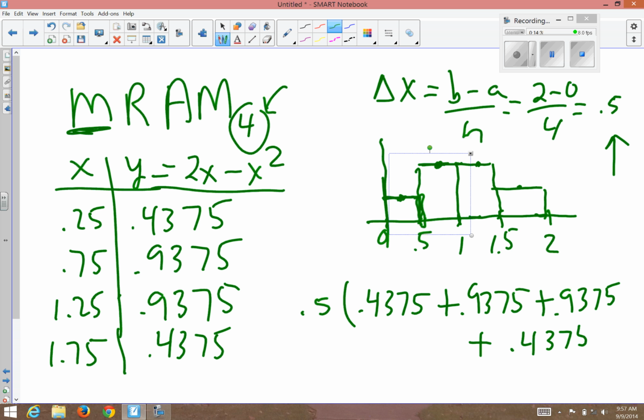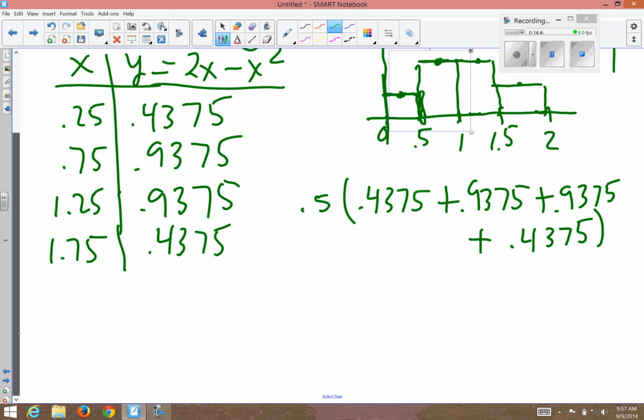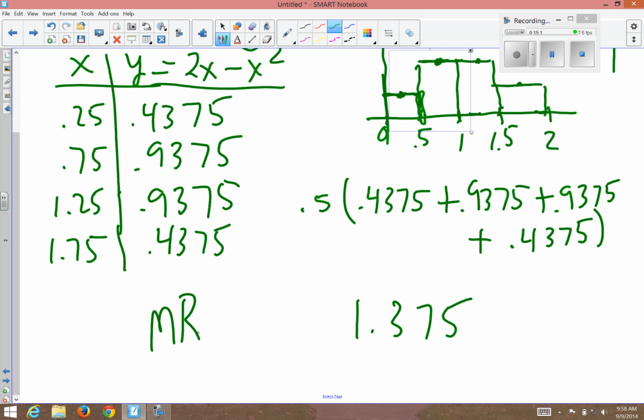The area of a rectangle is the width times the height. They all have the same width. So I factored that out of all of those. 0.5 times 0.4375 plus 0.9375 plus 0.9375 plus 0.4375 is 1.375. That's called the midpoint rectangle approximation method using 1, 2, 3, 4 rectangles.